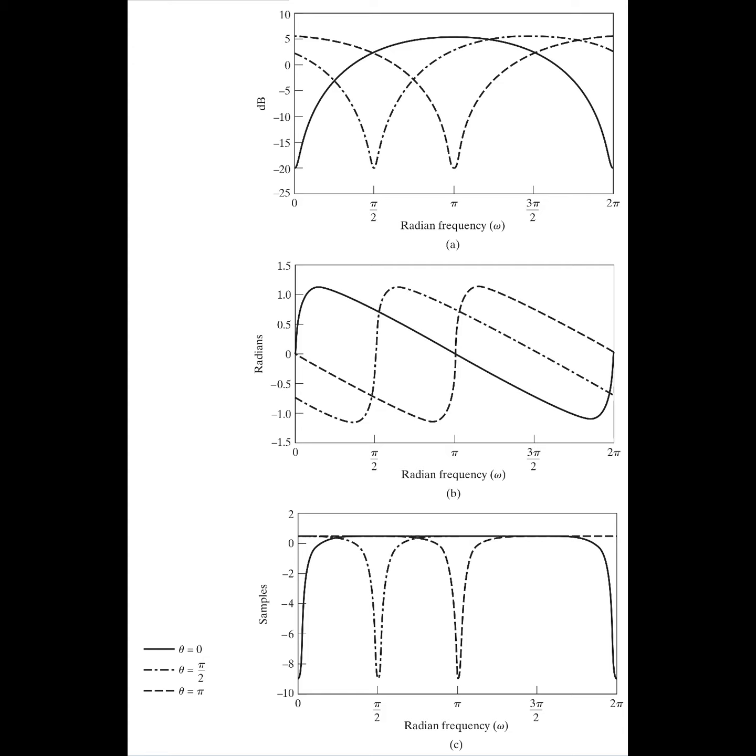Here we have kept the radius of that first order vector the same. We have used r equal to 0.9, but we are using three different values of theta: theta equal to 0, theta equal to pi by 2, and theta equal to pi, so that we can see what happens at those particular frequencies.